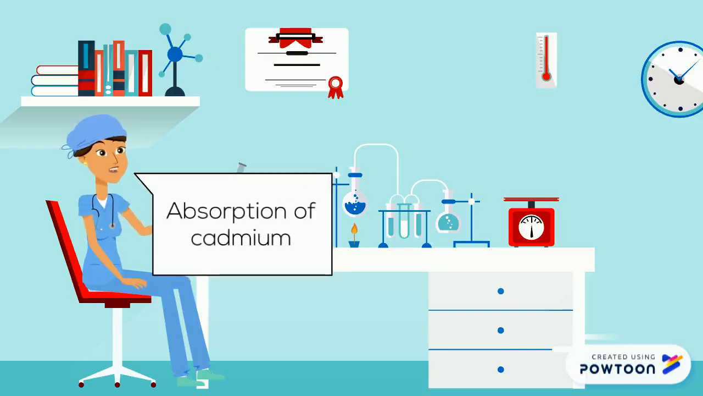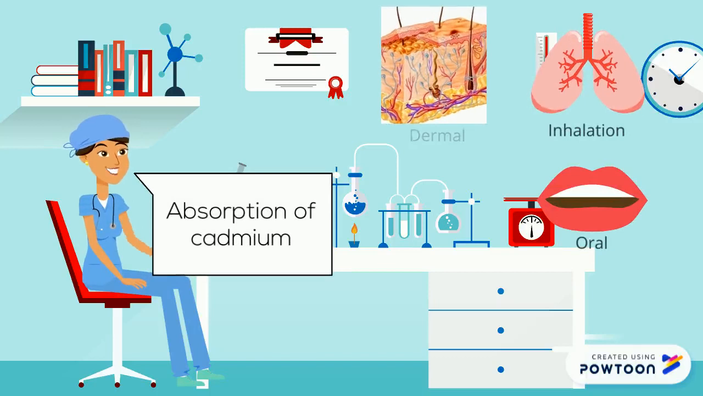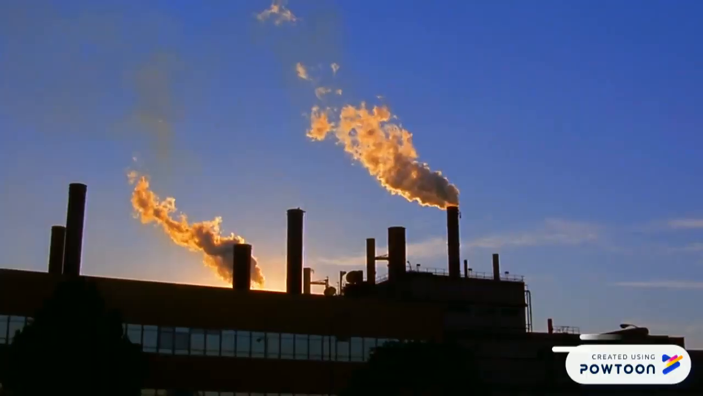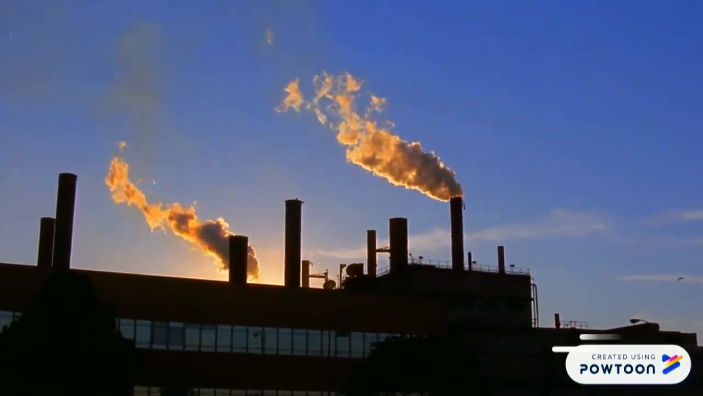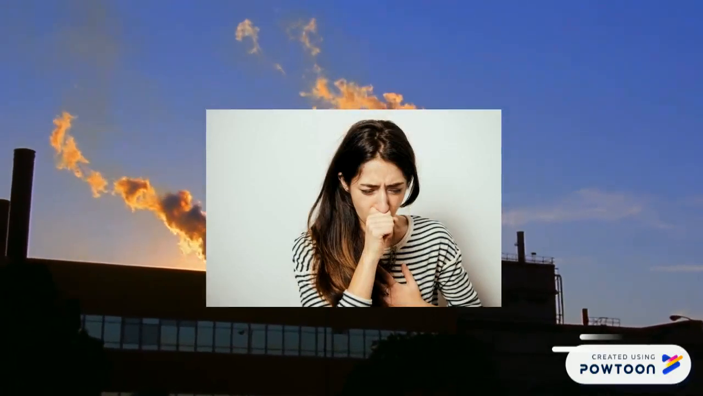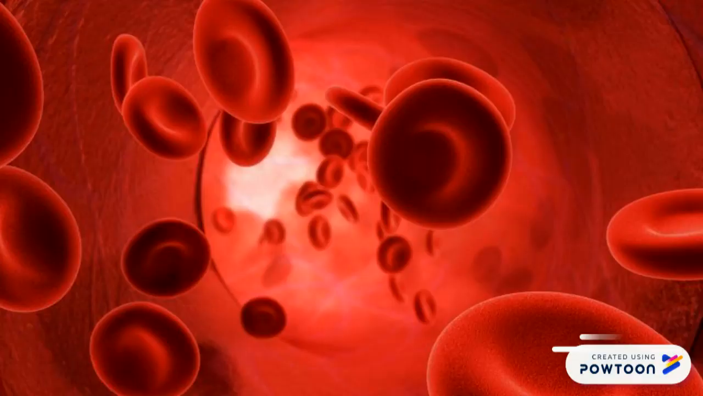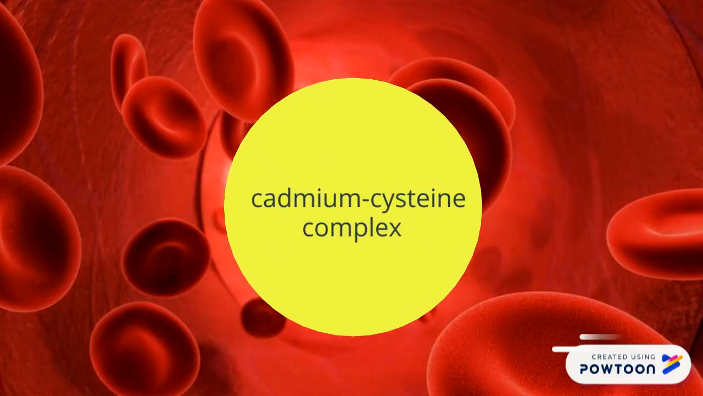The routes of administration of exposure to cadmium are through inhalation, oral, and dermal. Anthropogenic activities can cause a release of cadmium, which leads to polluted air that is inhaled into the lung. Then it reaches blood circulation and forms cadmium cysteine complex.